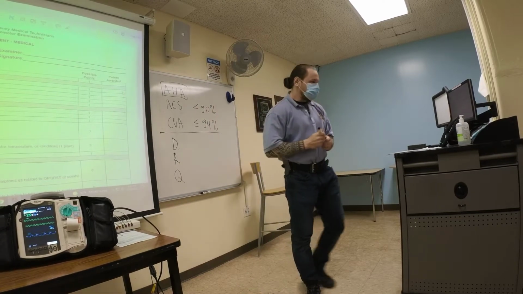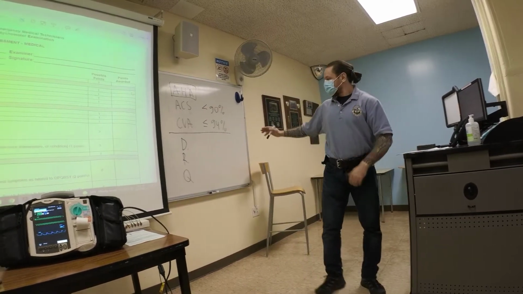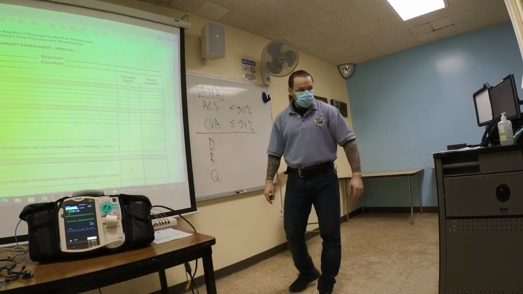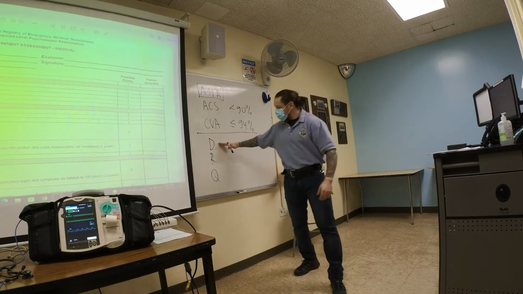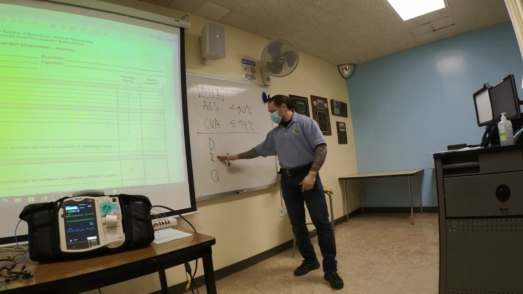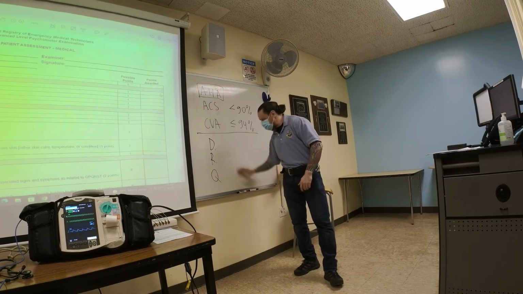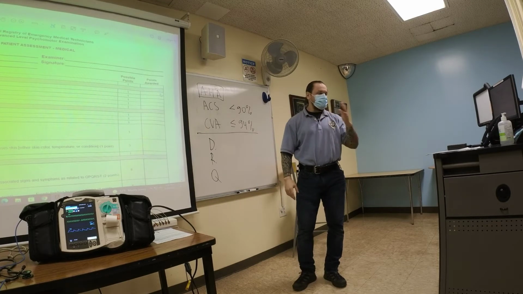So what is all this, right? D stands for depth, R stands for rate, and Q stands for quality. Depth, right? Rate, quality. And so what I mean by that, depth. Normally we take our tidal volume breathing.